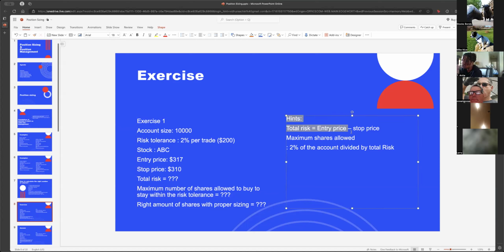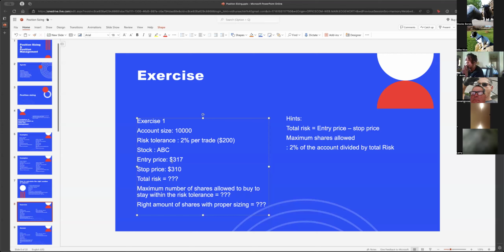Now, here are some instructions. In order to calculate the total risk, take the entry price and subtract the stop price. That's going to give you the total risk. Now, how can you calculate the maximum number of shares? Take 2% of your account and divide it by the total risk, and you're going to get the maximum number of shares you can buy with this portfolio. You're going to run into a peculiar hurdle here. Once you calculate this, let me know if you can figure it out. I'm going to give you 30 seconds to calculate this. Go ahead.